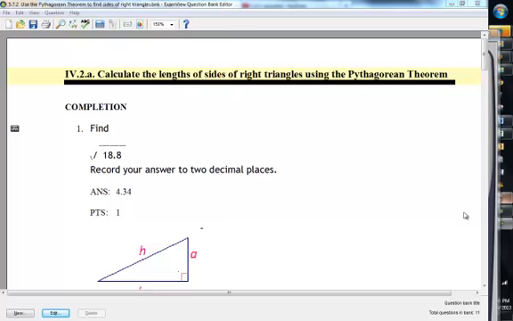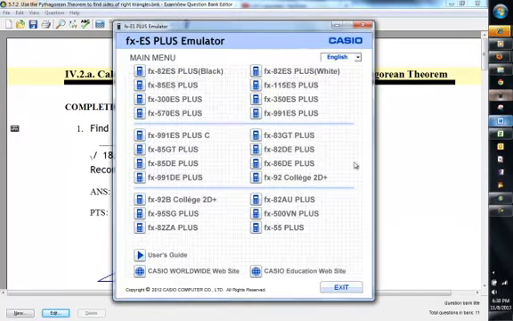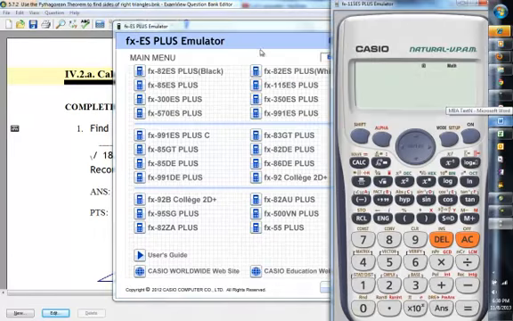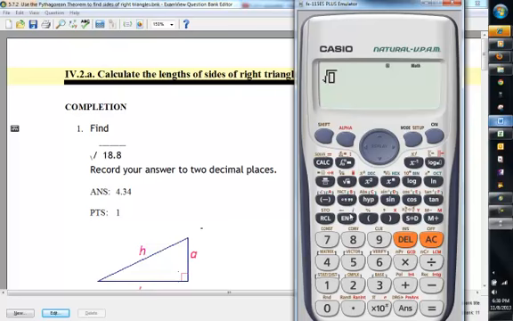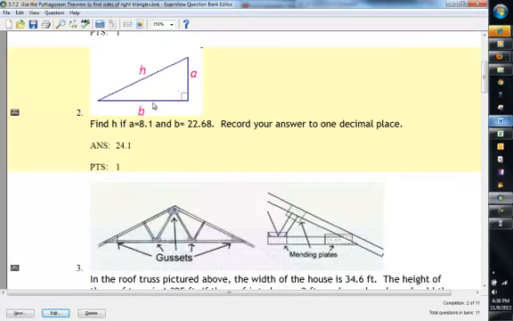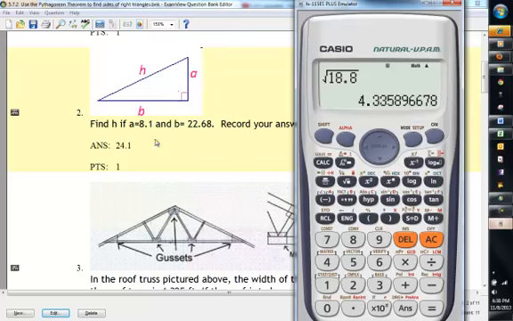In order to use the Pythagorean theorem, the first thing you have to know how to do is how to use the square root key on your calculator. So let's do that part first. Square root of 18.8 is 4.34.